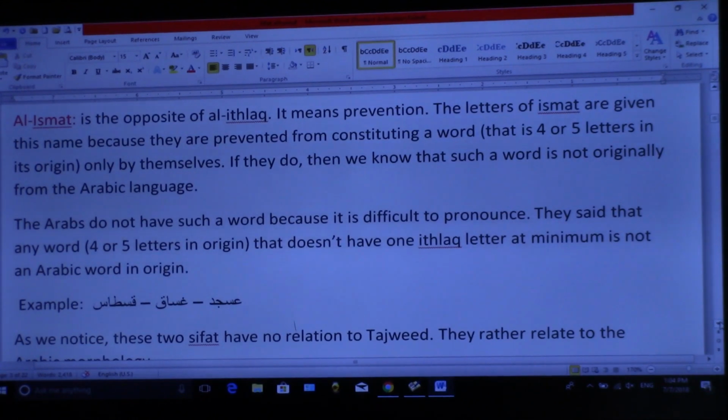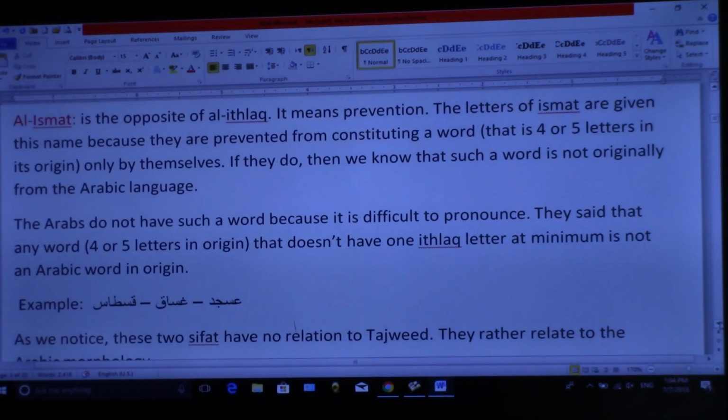Qistas, same thing. Look at this word qistas. Does it have fa or ra or mim or nun or lam or ba? None of the idlaq letters. So we know it's not an Arabic word. Qistas means mizan, means a scale. Asjad. Does it have any of the idlaq letters? No. This is one of the names of gold. Dhahab. One of the names of gold.